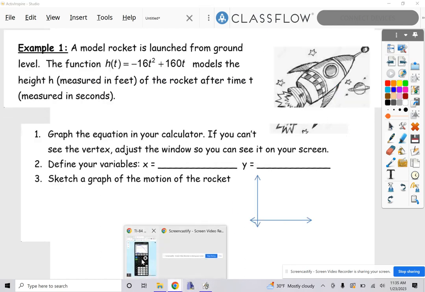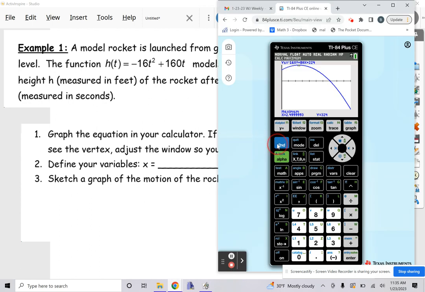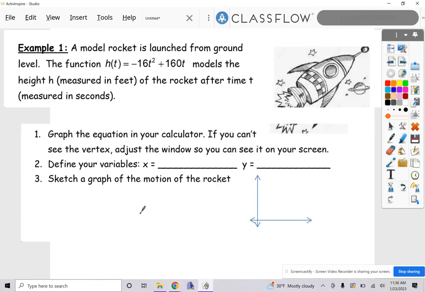So every time we do a new problem here, we are going to reset our calculator. So second plus 7, 1, 2. We're going to adjust that window minimum to 0. Okay, and then we'll go into y equals. So reading my problem, a model rocket is launched. So I can kind of stop reading there and go into my equation.